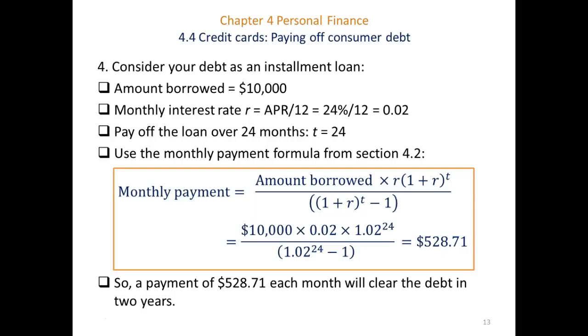Use the monthly payment formula from section 4.2. The monthly payment is equal to the amount borrowed times r times (1 plus r) to the power of t, divided by (1 plus r) to the power of t minus 1, equal to 10,000 times 0.02 times 1.02 to the power of 24, divided by 1.02 to the power of 24 minus 1. That's equal to $528.71. So a payment of $528.71 each month will clear the debt in 2 years.